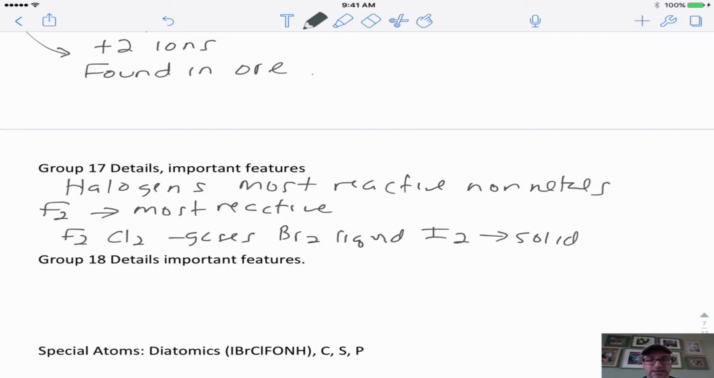Notice they're all diatomic. And notice I don't really talk about astatine, and that's generally because astatine just isn't really considered one of the halogens.